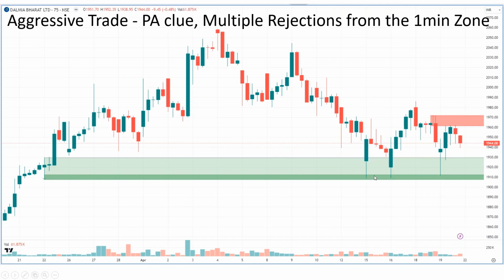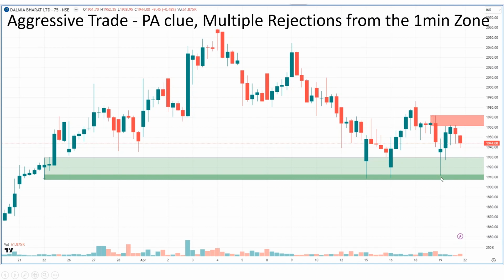That means institutions might have kept a very strong order flow. And moreover, it is a 1 minute zone. Risk is very, very small. In case, the third time when you take the trade, it doesn't work, that possibility is there. Your trade might be violated, right? So your stop loss will hit. But not a problem, the reason is the risk is very, very minimal.